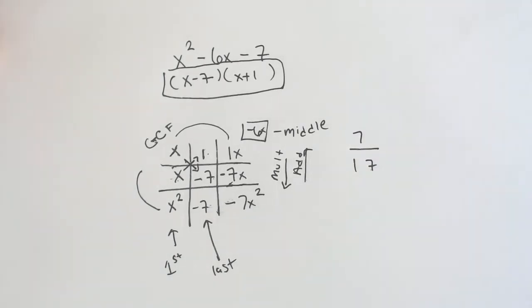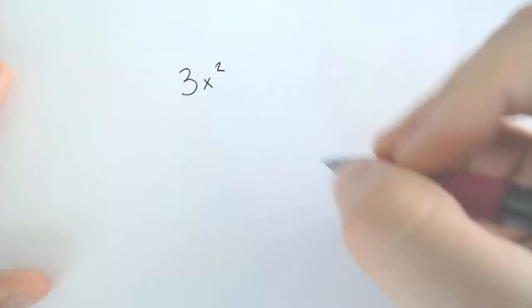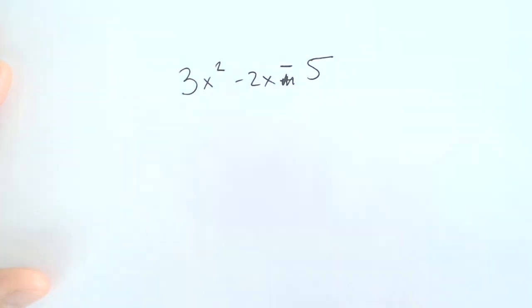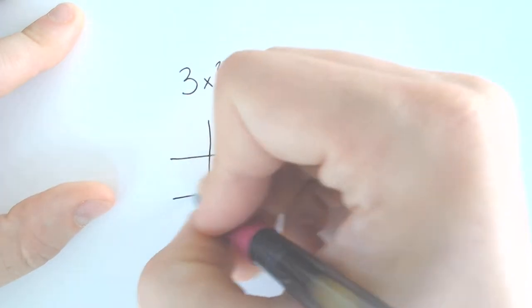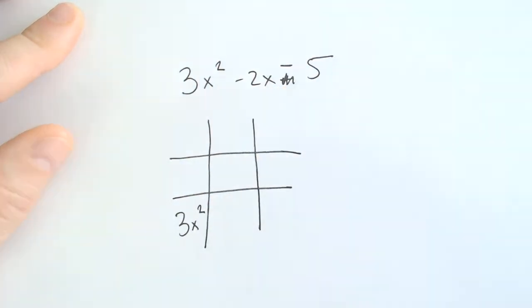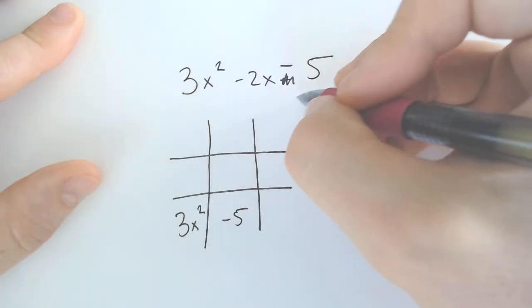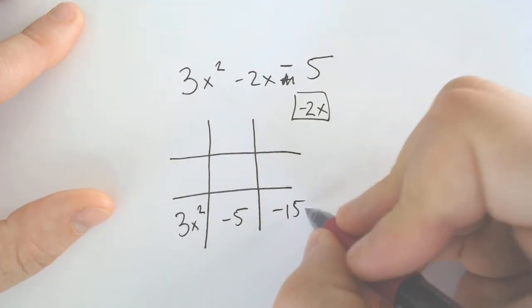We're going to do a few more that look slightly harder, but they are actually no more difficult. All right? So let's say we have 3x squared minus 2x minus 5. Nothing changes. We still put our first term right here. And we put our last term, which is negative 5, right next to it. And our middle term, negative 2 in the box, negative 2x. We have to multiply 3 and 5 to get negative 15x squared.